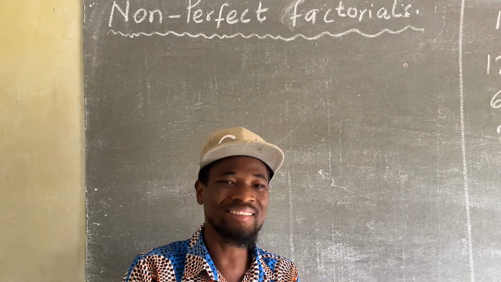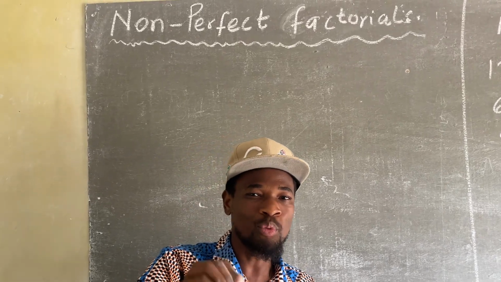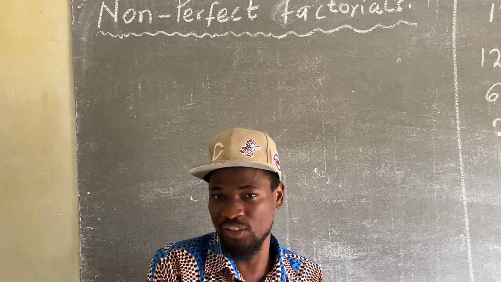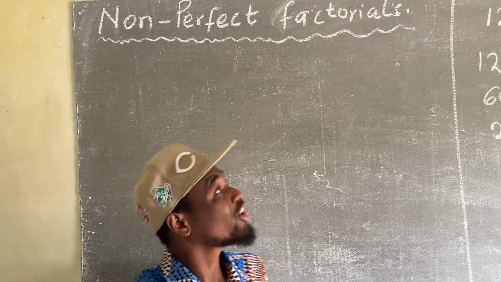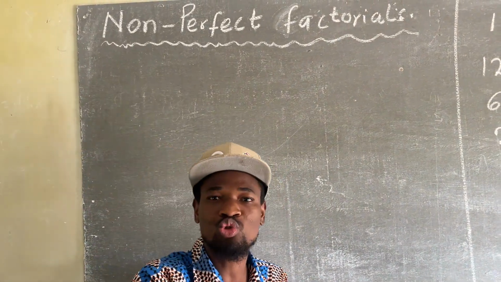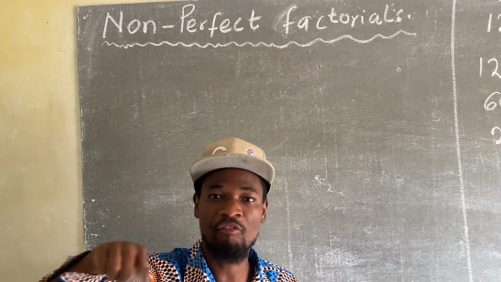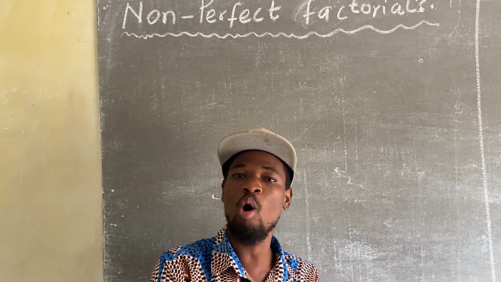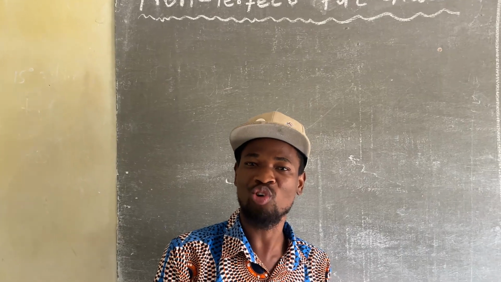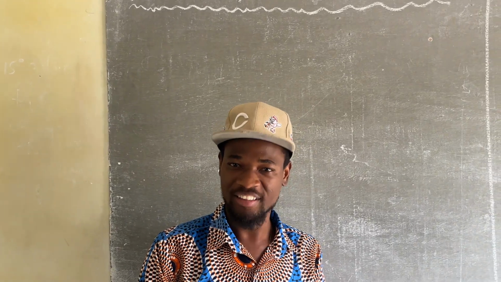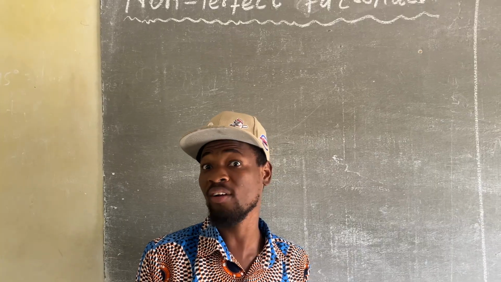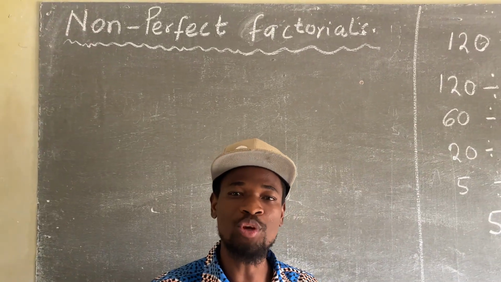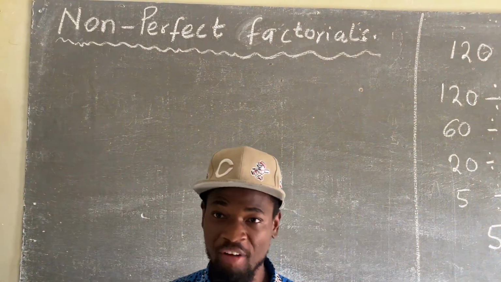So we say that since we don't have an exact division, non-perfect factorials do not have a valid factorial. In other words, we don't have a backward factorial for non-perfect numbers or integers. That's what we are trying to say. That will always be your conclusion. So viewers, let's see how we can appreciate non-perfect factorials.